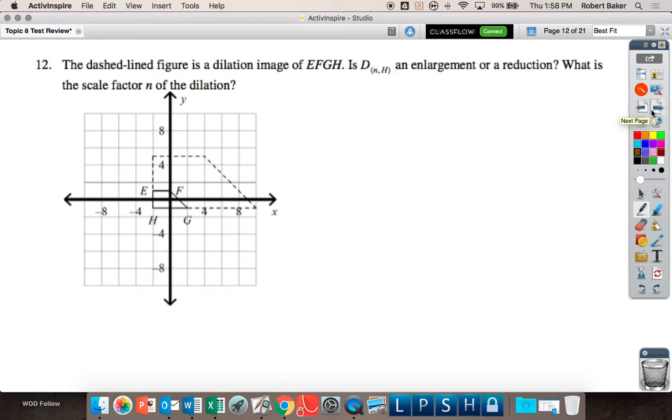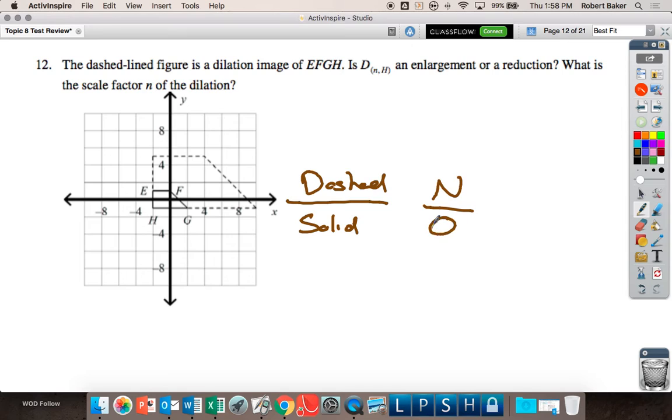Alright, the dashed line figure is a dilation of the solid line figure. So which one's the new figure? The dashed is the new one. The solid line figure is the old one. This looks very similar to the homework. Our scale factor should be new over old. So you need to count how long is the new figure. Which one are you counting? The dashed line figure is a dilation, so count the dashed one first.